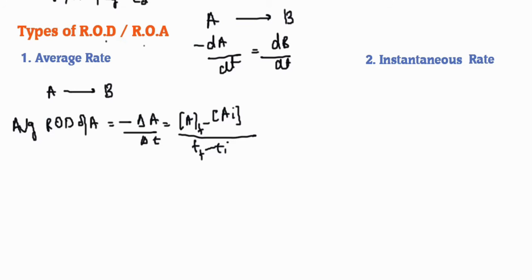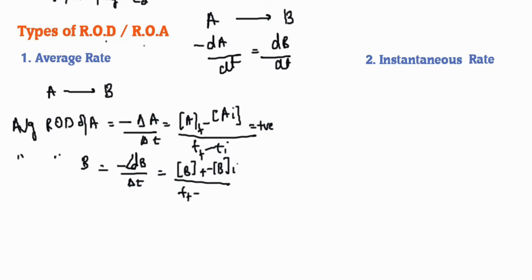Average rate of appearance of B is delta B by delta T. It is B final minus B initial by T final minus T initial. It is again a positive value. Okay, so here we don't use the negative sign, we have a positive sign because it is the rate of appearance. Okay, that is dB by dt.